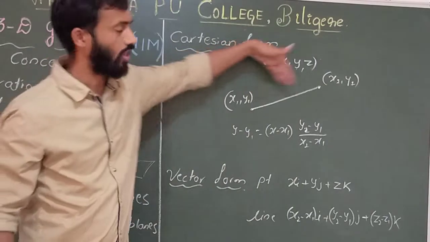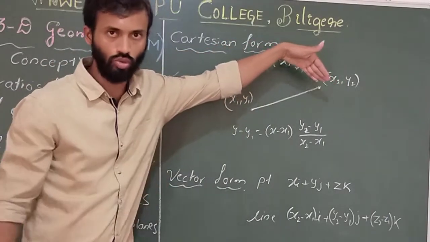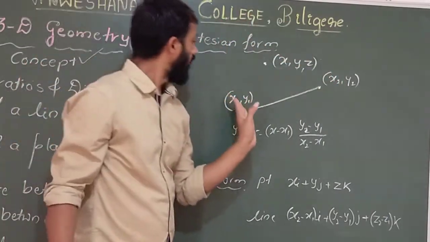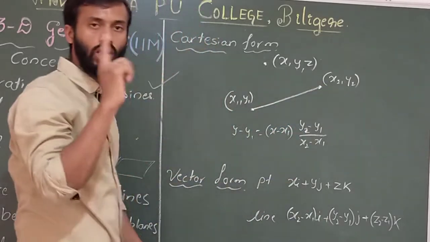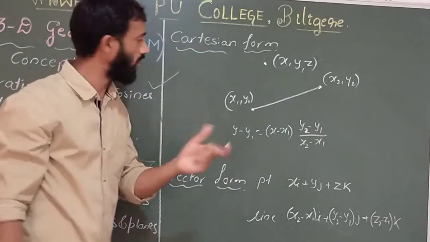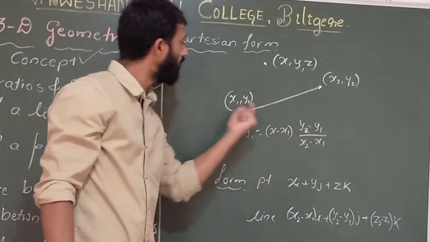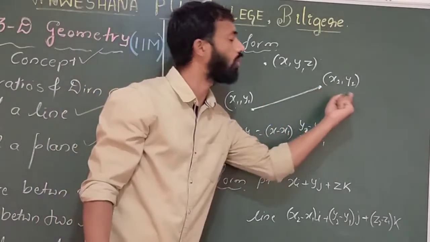I am taking the 2D case, and you can go to 3D also. Let me take two points. Already we know there will be only one line that can pass through the two points. So now I have taken this line passing through x1, y1 and x2, y2.